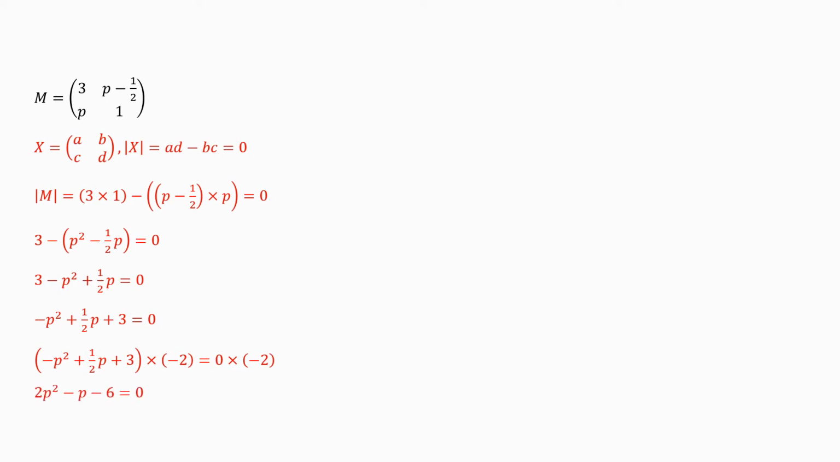So we have 2p squared minus p minus 6 is equals to 0. Then we can solve the equation using factorization. So the factors of negative 12, whose summation is negative 1, are negative 4 and 3. And that gives us 2p squared minus 4p plus 3p minus 6 is equals to 0.